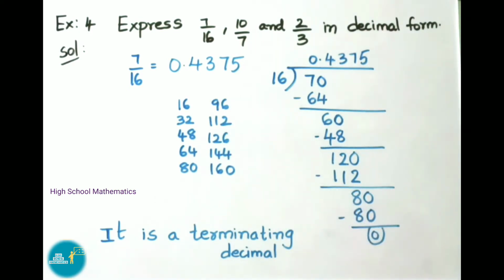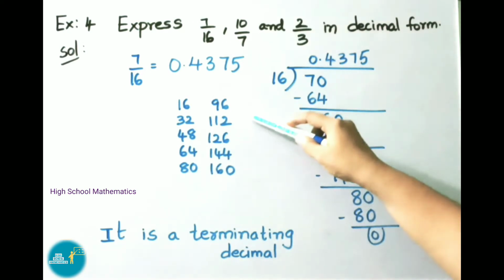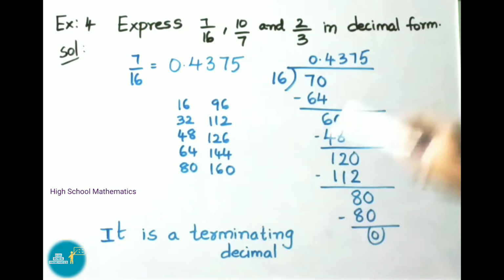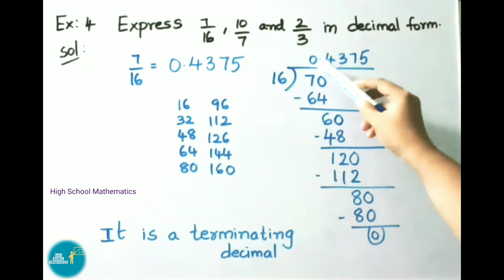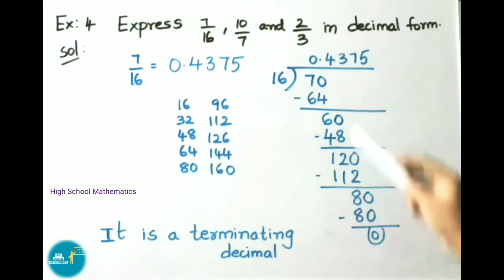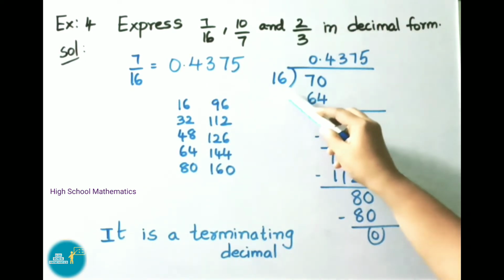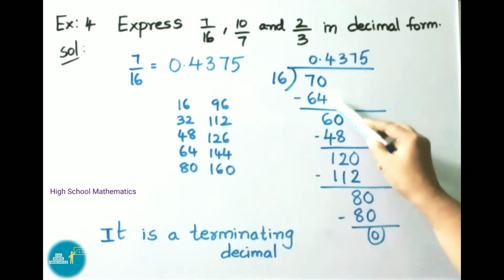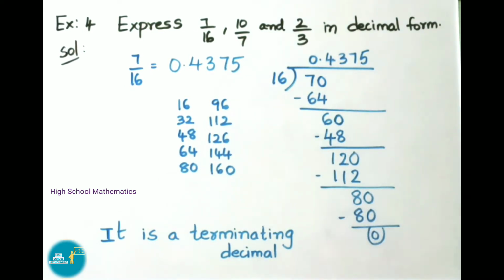7 by 16. That means we are going to divide 7 by 16. So I have written here the 16 table. Now let us do the division. We are going to divide 7 by 16. 7 is less than 16. So we have to place 0 point in the quotient. Then add a 0 here. Now 16 table, 4 times is 64. 70 minus 64, that is 6.